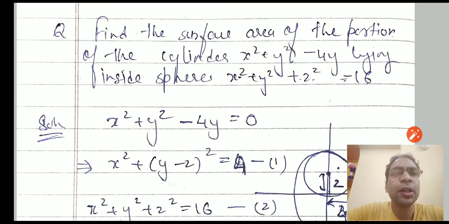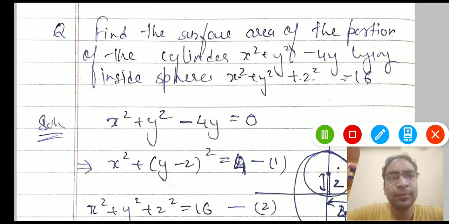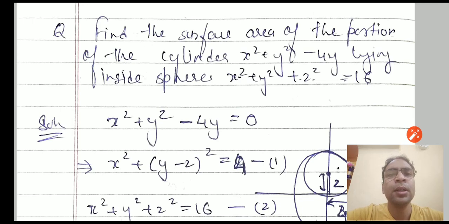Find the surface area of the portion of the cylinder x square plus y square minus 4y lying inside the sphere x square plus y square plus z square is equal to 16. So we have been given two figures. One is a cylinder and the other is the sphere. And we have to find out the surface area of the portion of the cylinder inside the sphere. So let's see the solution.